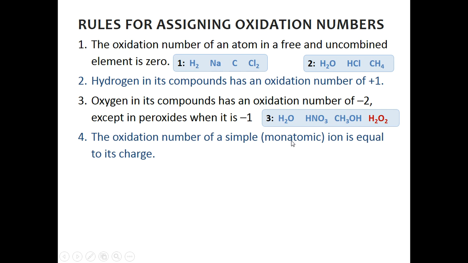If I have a simple ion or a monatomic ion, then the value of the oxidation number is equal to the value of the charge. So for instance, if I have the copper 2+ ion, the oxidation number is the same value, so it'll be +2. If I have sodium oxide, then I have sodium ions of Na+ and O2-, so the oxidation number of each sodium is the same as the value of its charge, so it'll be +1, and for oxide, the charge is -2, and the oxidation number is -2.